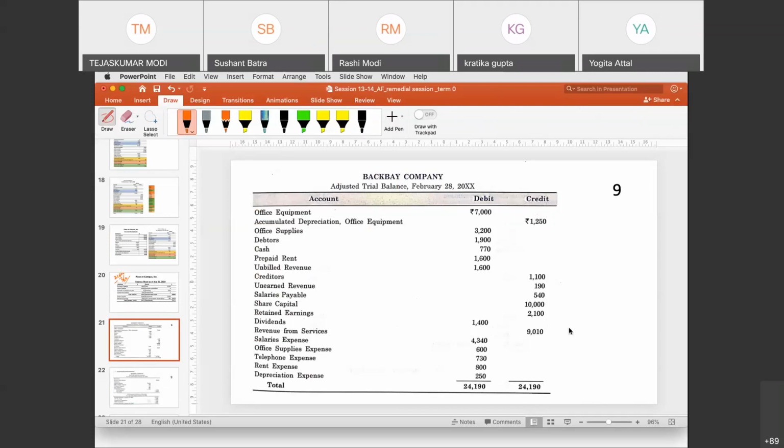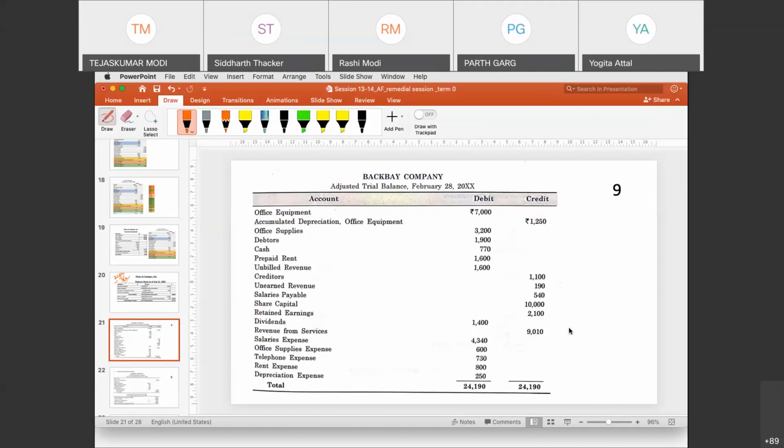Office equipment is what? Tell me, guys. Office equipment is an asset. Accumulated depreciation is contra to asset. Office supplies are what? Asset. Debtors. Asset. Cash. Asset. Prepaid rent. Asset. It is very good. Unbilled revenue. Liability. Revenue is a credit balance, but there is a debit balance given, beta. What is unbilled revenue? Don't get confused with unearned. Unearned and unbilled is different. It is a debit balance, so it is an asset.